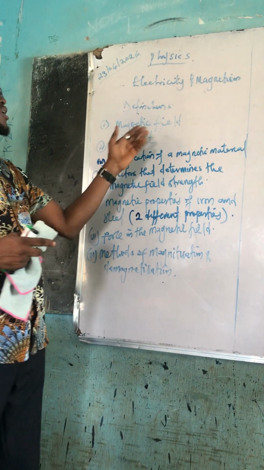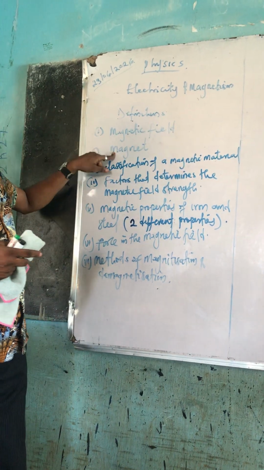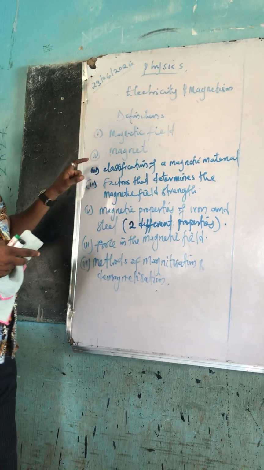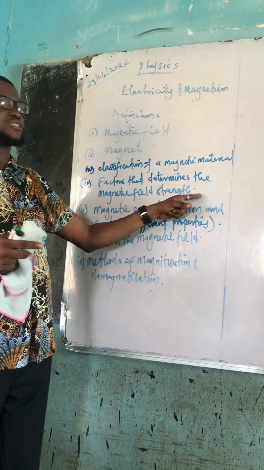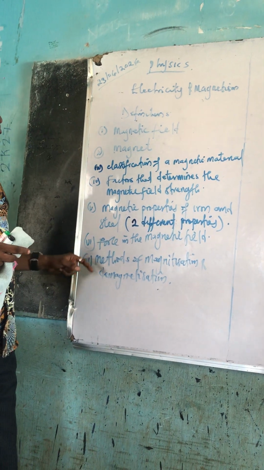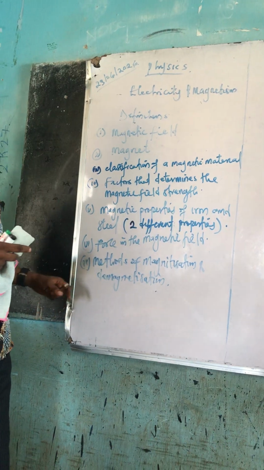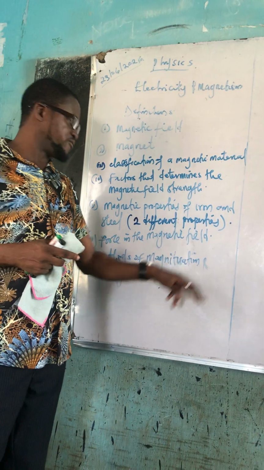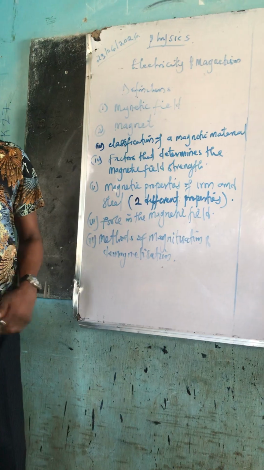These are the things we want to look at under magnetism. We shall be looking at magnetic field, the magnet itself, classification of magnetic materials, factors that determine the magnetic field strength, and magnetic property of iron and steel. Both of them are under ferromagnetic property, but we shall be looking at their properties. We shall also look at force in the magnetic field, and methods of magnetization and demagnetization.